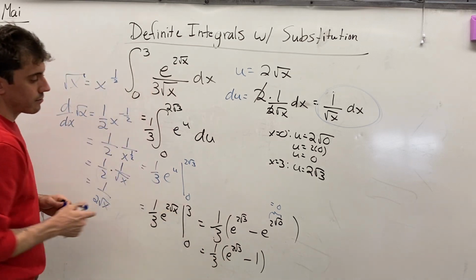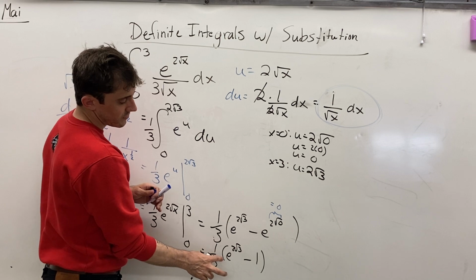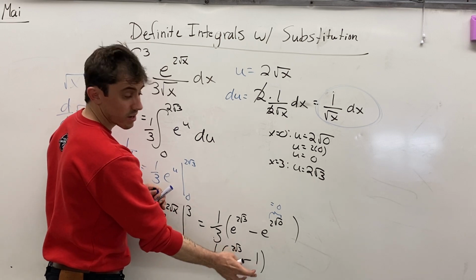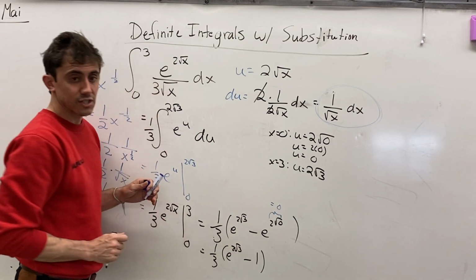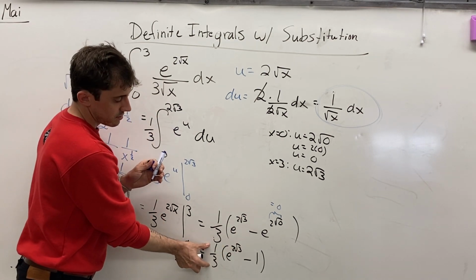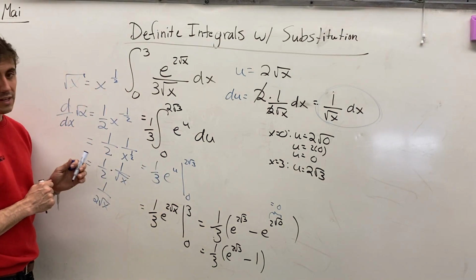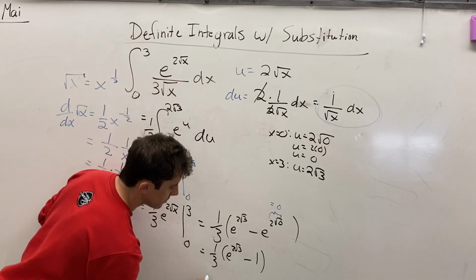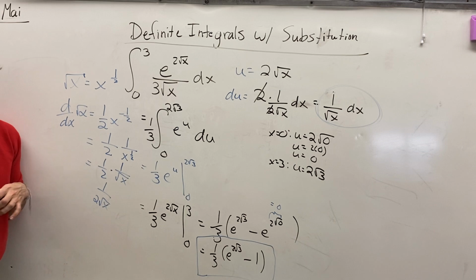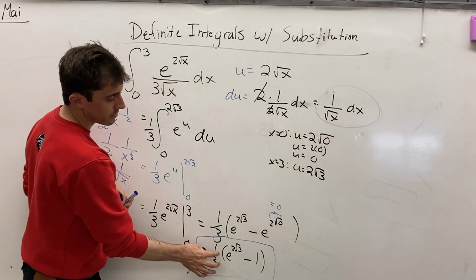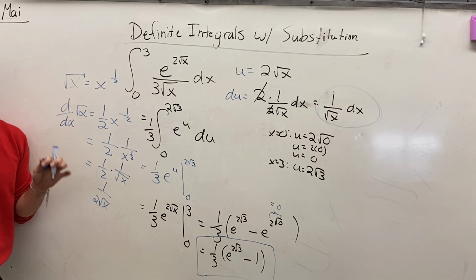Okay? And now, to finish off our solution, we have 1/3 bracket e to the power of 2 root 3 minus 1. And it doesn't get much simpler than this because this would give us a horrible irrational decimal. This would give us a repeating decimal that goes on forever. And so I believe that this is the best way to finish off our solution. And we can write that our definite integral has the value of 1/3 bracket e to the power of 2 root 3 minus 1. And we can leave it like that, okay?